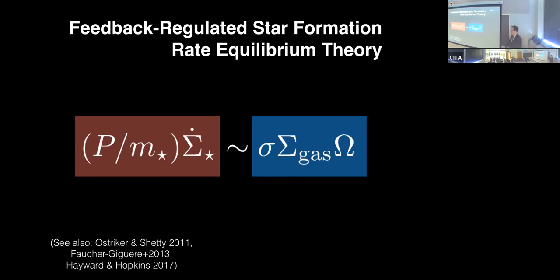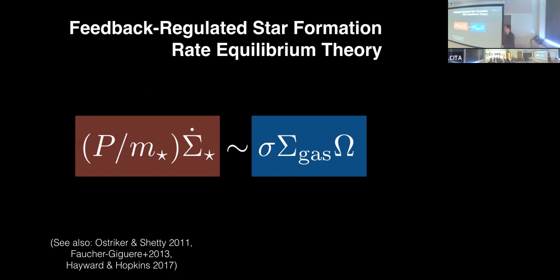Here's a very simple equation you could write down, where your rate of star formation, there's some yield of momentum per star formation surface density. And then on the other side, you have your mass of gas times some velocity dispersion, your momentum in gas, and then there's some time scale here, the dynamical time.